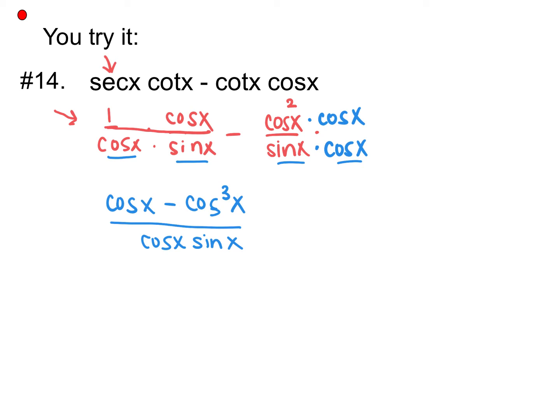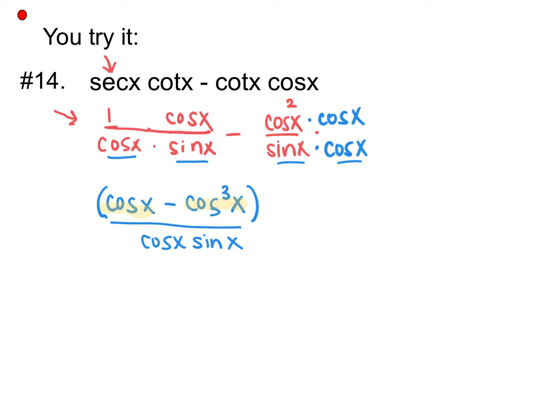Now remember, what you cannot do is say, oh, these cosines are going to go away. They do not go away because the cosine on the top is all connected right there. So what I need to do is identify that both of these are divisible by cosine. All right, both of these are divisible by cosine. So I'm going to factor that out.